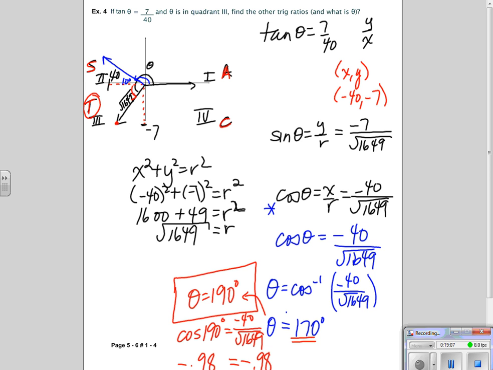All right then, pages 5 to 6, numbers 1 to 4.